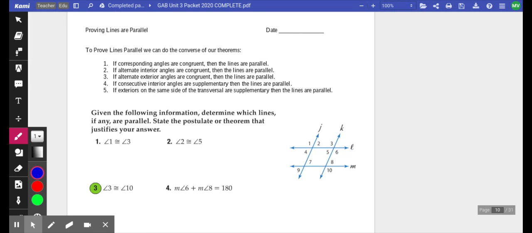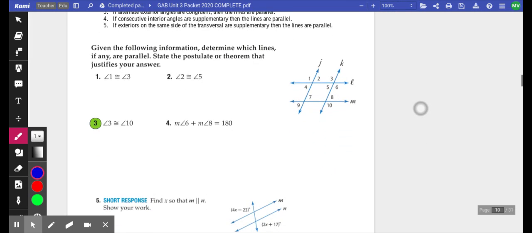true. So, if alternate interior angles are congruent, then the lines are parallel. If alternate exterior angles are congruent, then the lines are parallel. If consecutive interior angles are supplementary, then the lines are parallel. If exterior angles on the same side of the transversal are supplementary, then the lines are parallel.